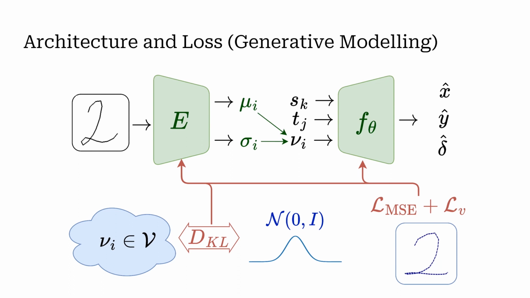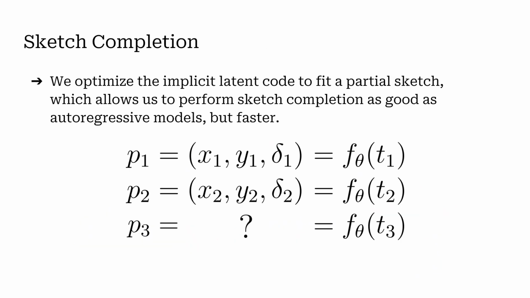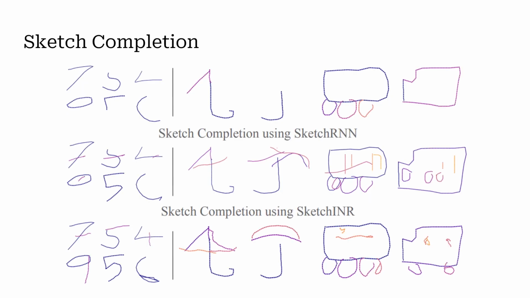We demonstrate additional potential applications of our work, including use for generative modeling of sketches. For this, we encode sketches, mapping them to a VAE-like latent space from which we can sample later for generating new sketches. As an application of generative modeling, we demonstrate sketch completion, where we optimize the implicit latent code to fit a partial sketch. This allows us to perform sketch completion as good as autoregressive models, but faster. Here is a qualitative comparison of sketch completion performed by our network and by autoregressive SketchRNN.